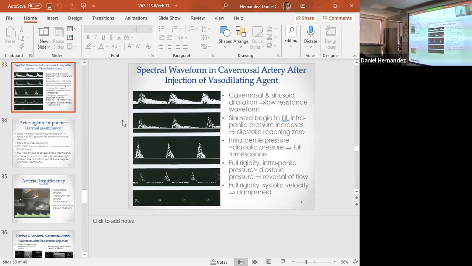If it's arterial insufficiency, an arterial issue, we're not going to have those elevated peak systolic velocities. So we'll have peak systolic velocities that are going to be less than 30. If it's an issue with venous flow, venous incompetence, we're not going to have this transition as the penis becomes engorged, going from low resistant to high resistant. It's just going to maintain a low resistant waveform throughout. So that's how we're able to tell if it's a venous issue versus arterial.